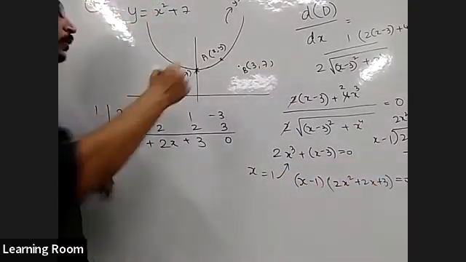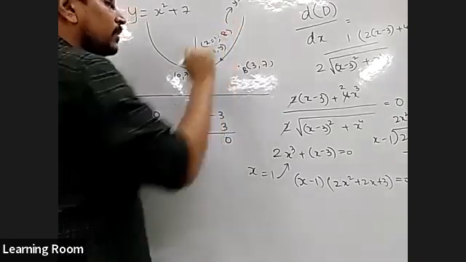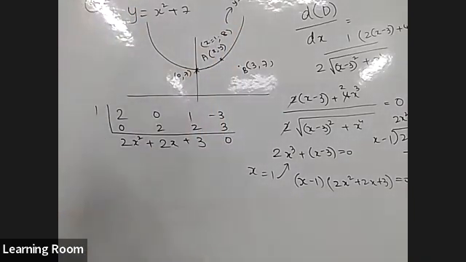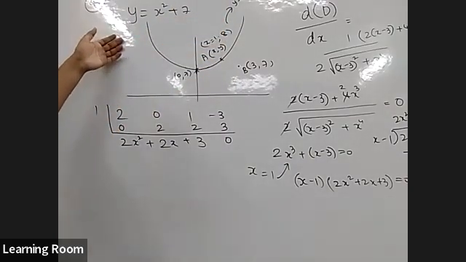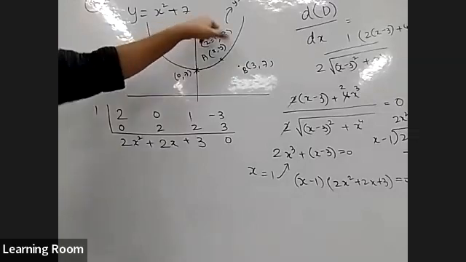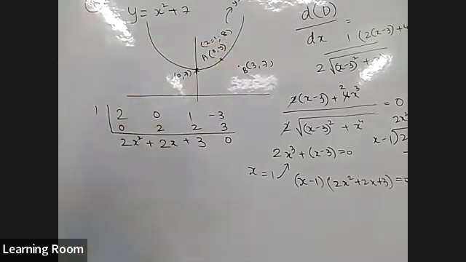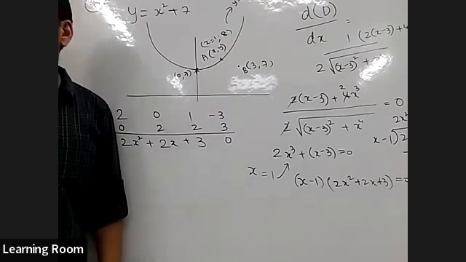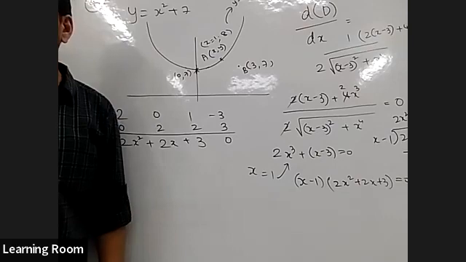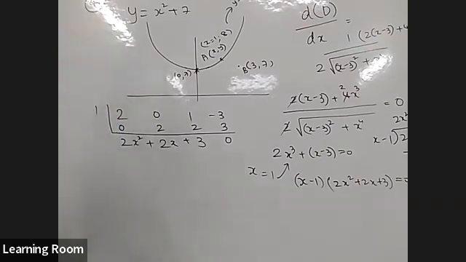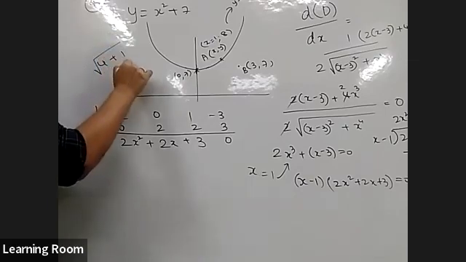When x is equal to 1, what will be the value of y? Whenever this aircraft is at the point 1, comma 8, this soldier will start shooting. Is that the answer? 1, comma 8. Okay, 1, comma 8 is the point, and the distance will be root of 4 plus 1. Root 5 is the answer.